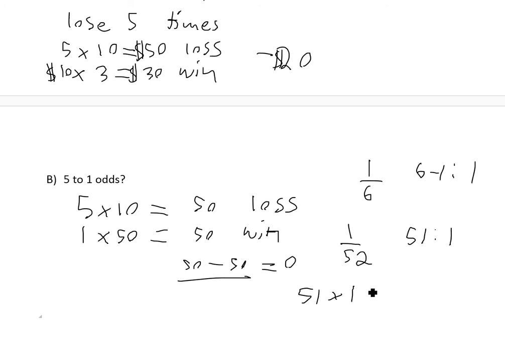This means that if you lose 51 times, let's say you bet $1 51 times, this is going to be times 1. You're going to lose $51. But you're going to win once. And that one time you win is going to be multiplied by 51 because you're getting 51-to-1 odds. You're going to be winning 51 and losing 51. So this is what a fair game is, and that's exactly how you figure out the odds for it.